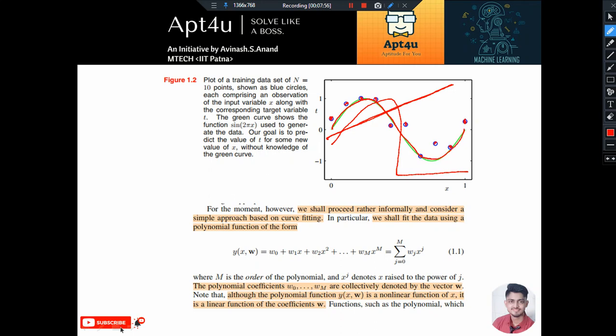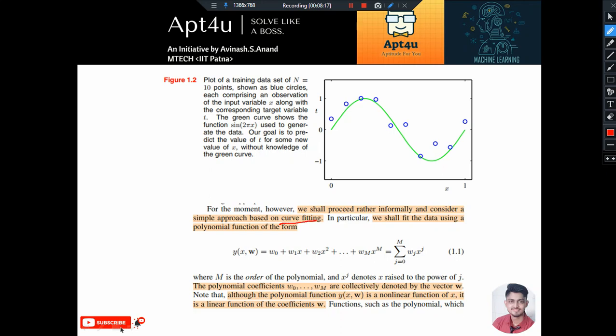So we need to perform some calculations such that, in the end, our model will be successful in coming up with a curve which will be very closely related to the sine curve that was actually used for generation of these data points. So how do we do that? We shall proceed rather informally and consider a simple approach based on curve fitting. So how do we do curve fitting?